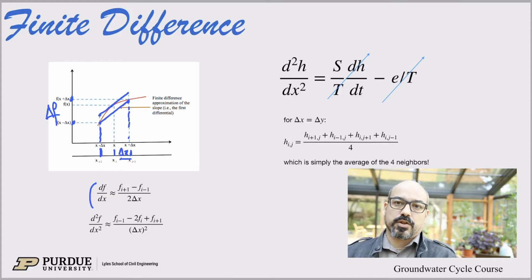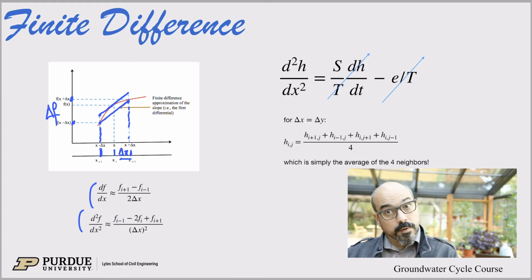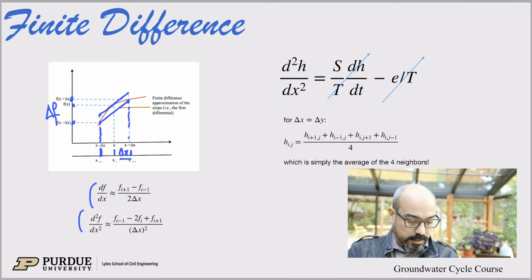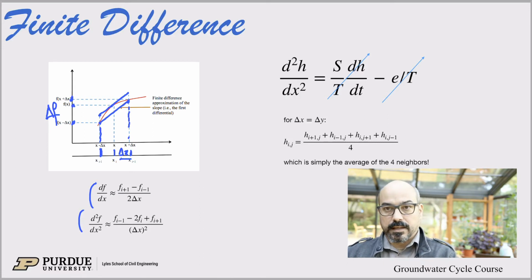Now, in the previous lecture on finite difference, I showed the Taylor series expansion and how we can arrive at that second differential as well. So the second differential, the slope of the slope, if you will, of a function is given by the value before plus the value after minus 2 times the value in the middle, divided by delta x squared. So this is the finite difference equivalent of a second differential.